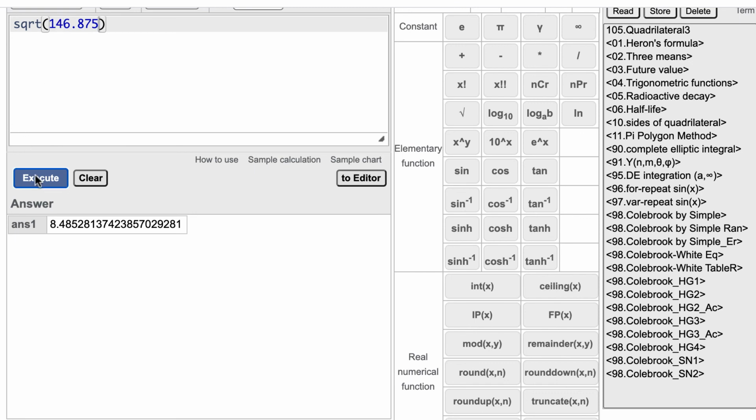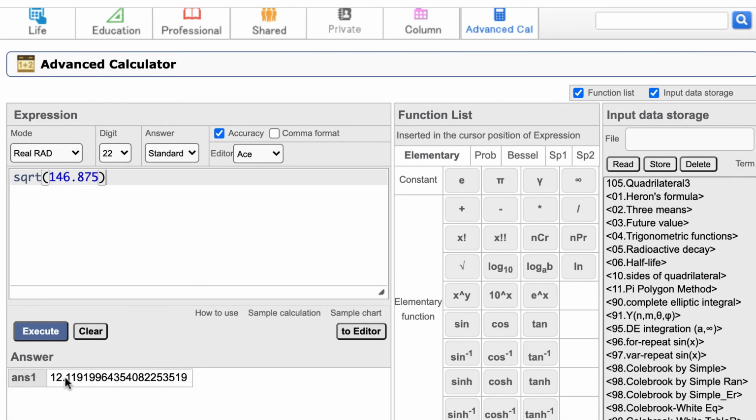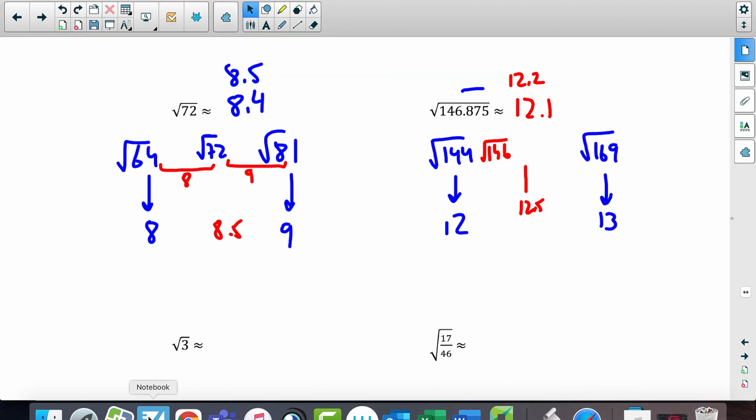146.875. Execute. And we get 12.11, so that doesn't round up, so it's just 12.1. And we said that one too.